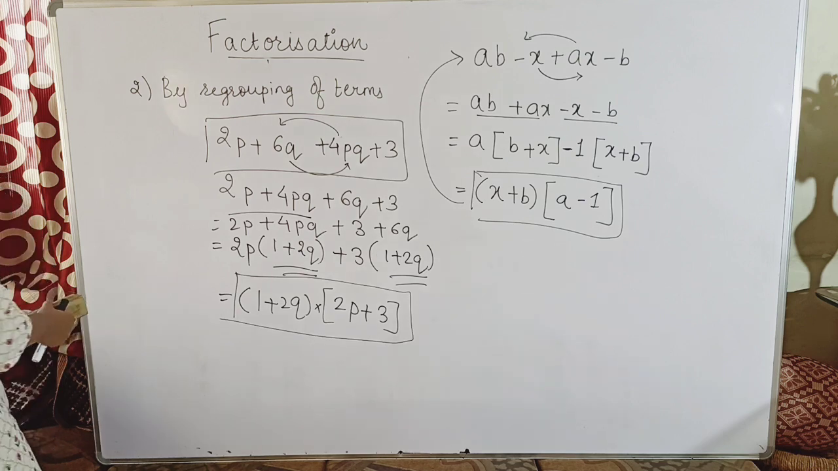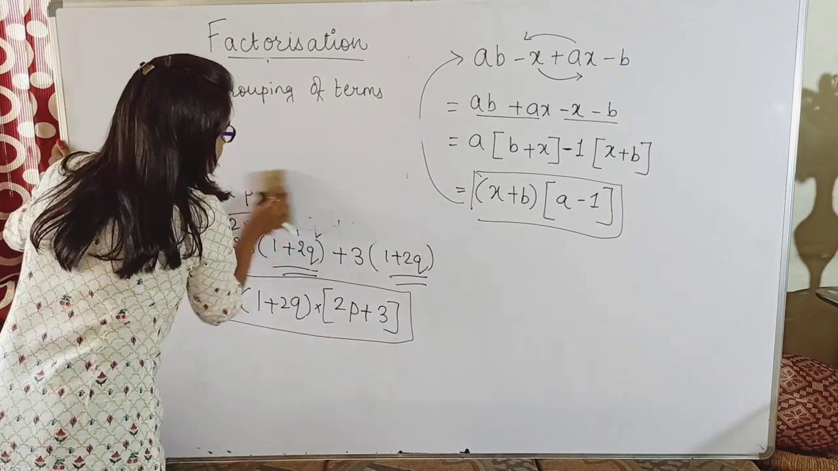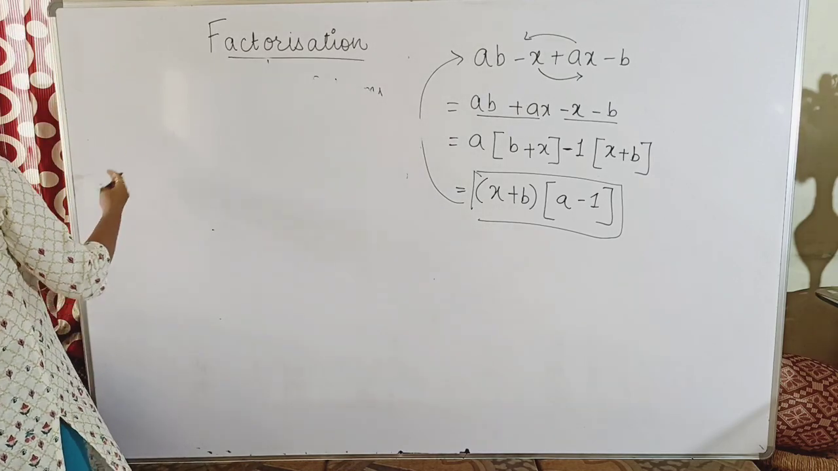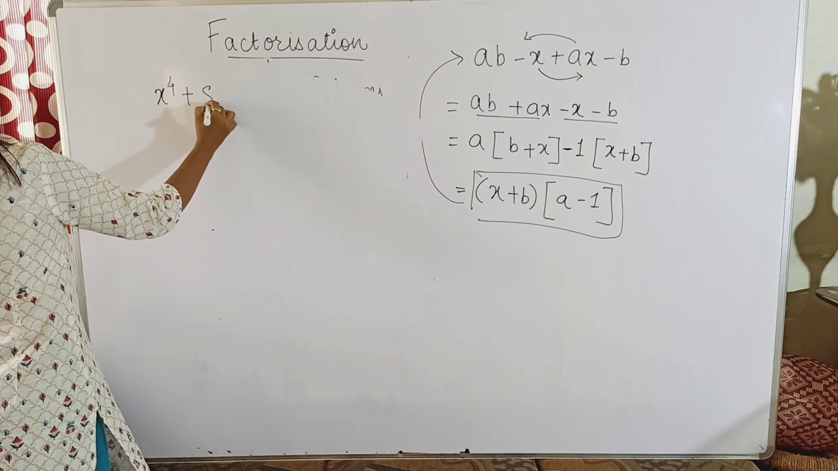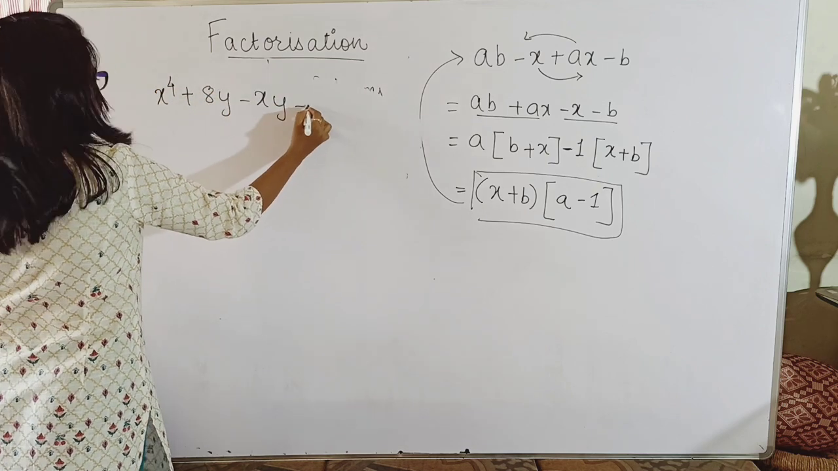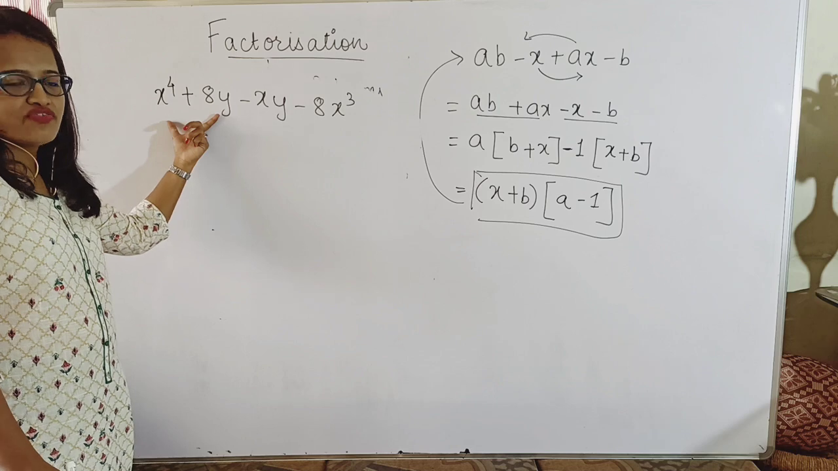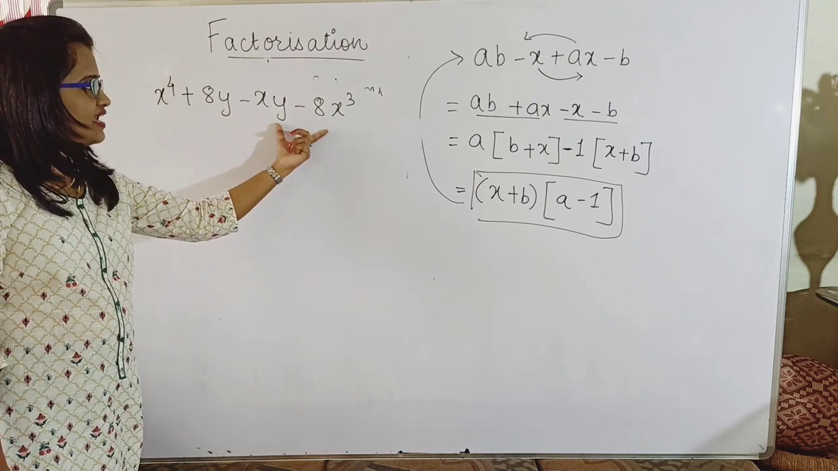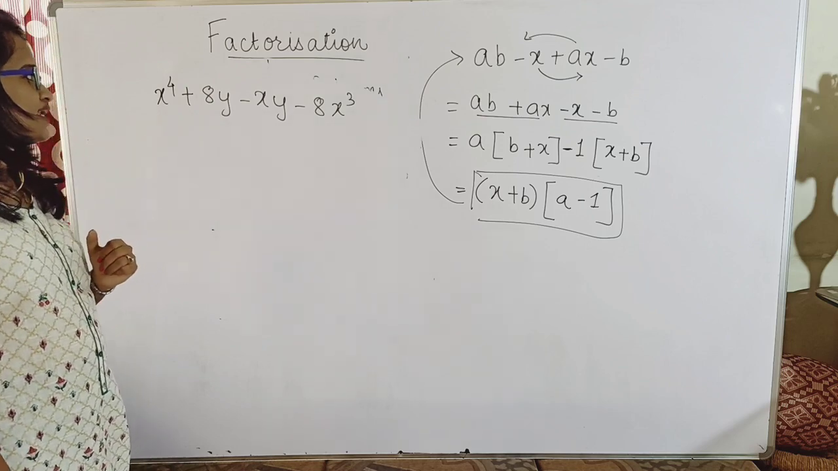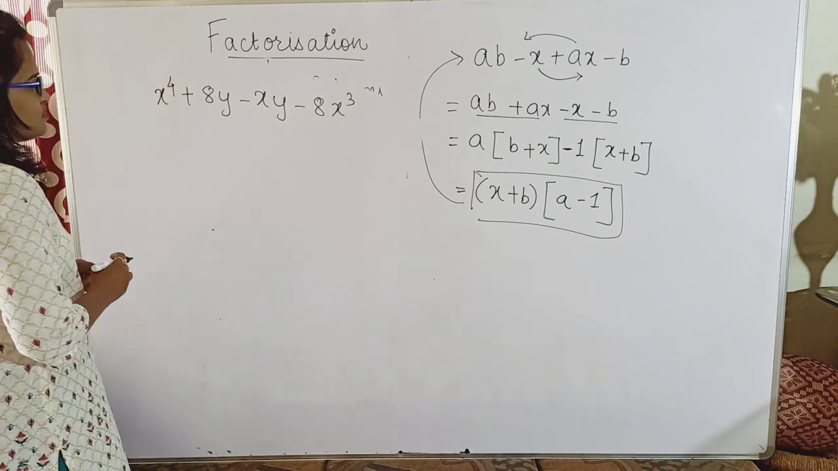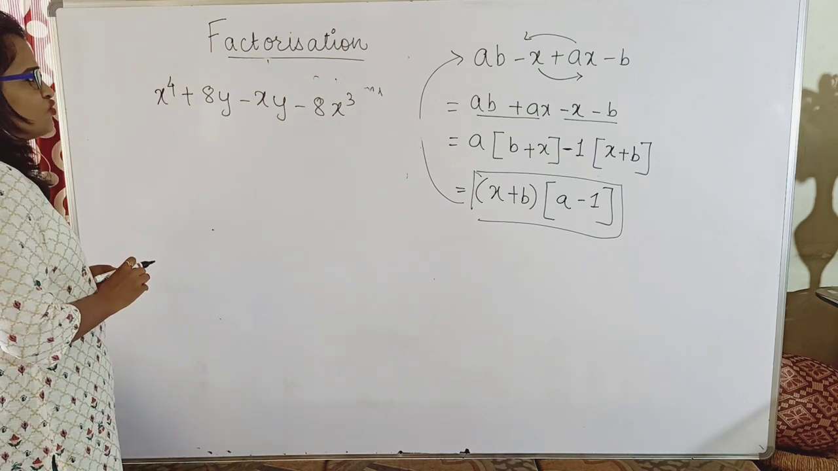Let us take one more example. It says x raised to 4 plus 8y minus xy minus 8x cube. Again, can I find anything common between the first two terms? No. Here I can take x as common, right? But in the first two terms, I cannot take anything as common. So what could be done? Yes, let us rearrange the terms.